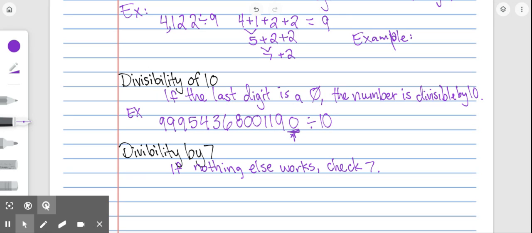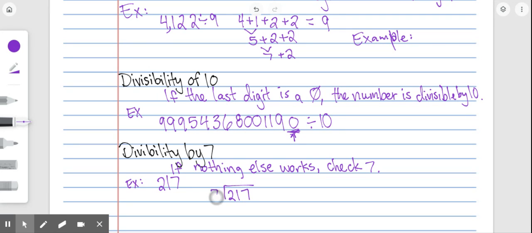So here's my example. My number is 217. Now, you notice that it doesn't end in a 0 or a 5 or a 2, so it's not one of those easy ones. So what I'm going to do is just check it by division.